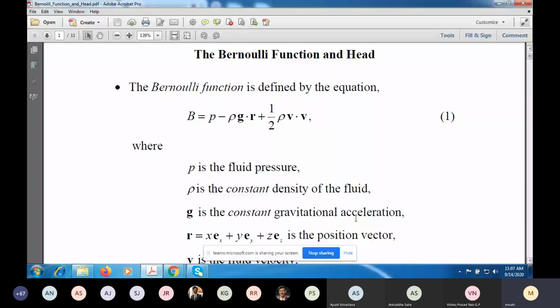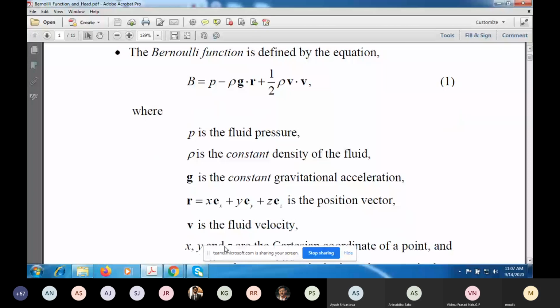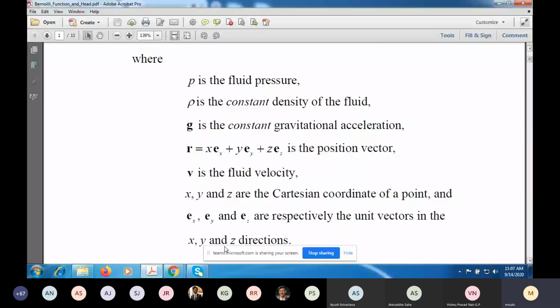I've used the symbol r to denote the position vector of a point. Any letter which is appearing in boldface is a vector quantity. So r is x e_x plus y e_y plus z e_z, where e_x, e_y, and e_z are the unit vectors in the x, y, and z directions. And I've used x, y, z to denote the Cartesian coordinates of a point. Well, I just noticed a typo. These should have been coordinates. So these things I'll iron out before I send the material to you.